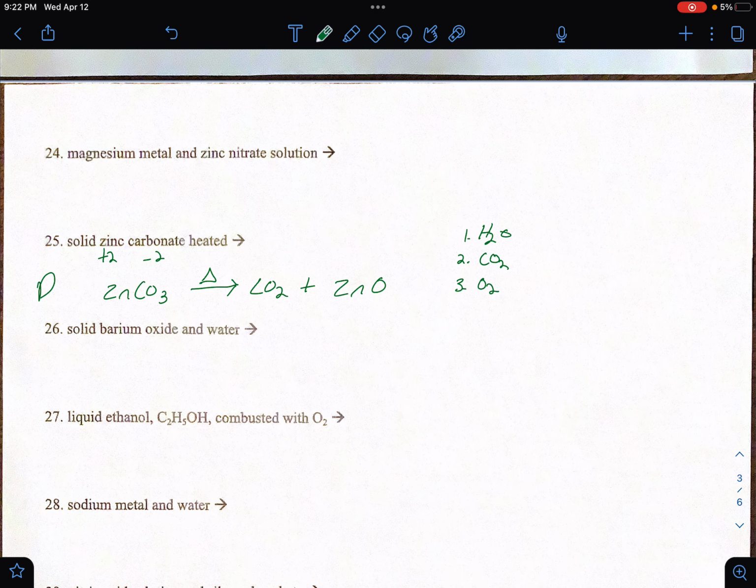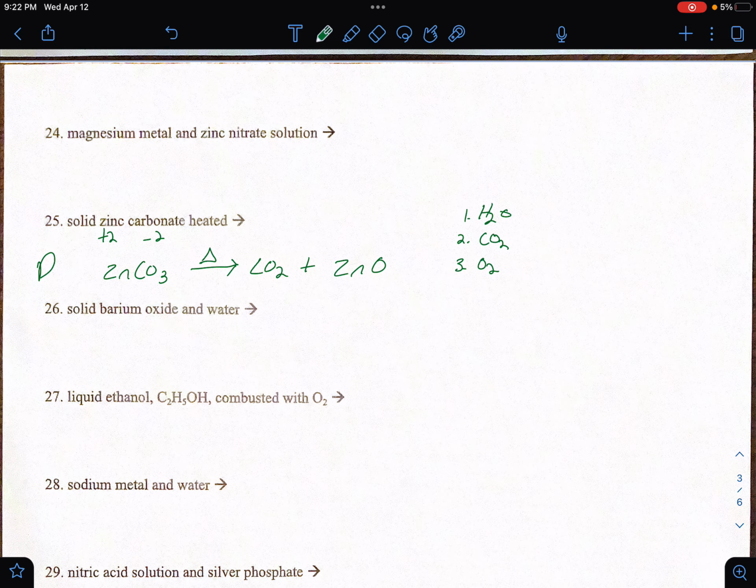Number 26. Okay, I have solid barium oxide. Okay, Ba is a +2. Okay, and then oxygen's a -2. So this is going to be BaO plus H2O.